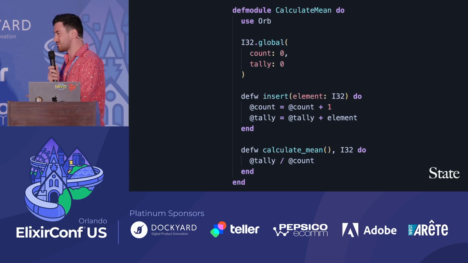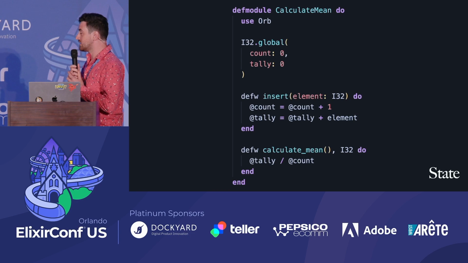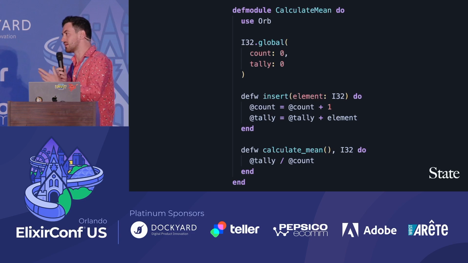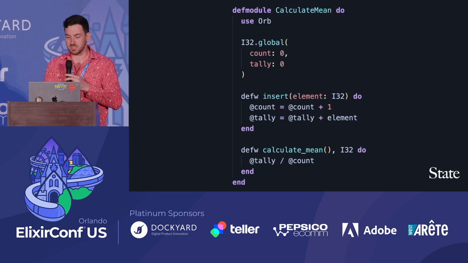You can see it kind of looks like Ruby, which is interesting. But yeah, we have these globals, and then we can write to these globals. My mental model of these is like little classes almost, which can have internal state. These globals are like instance variables, and insert and calculate mean are like methods in a lot of ways.